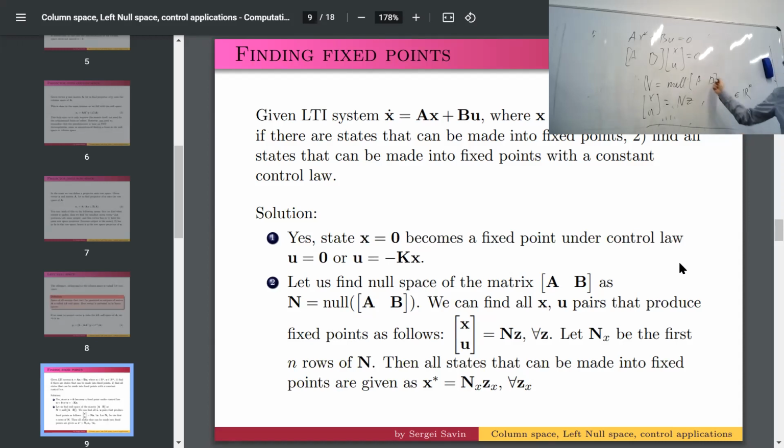So we can find now a basis in this null space, and we can obtain any solution to this problem as N multiplied by any arbitrary vector. And the dimensionality of this null space, the number of columns in this matrix, is the dimensionality of the answer. Good. Questions?